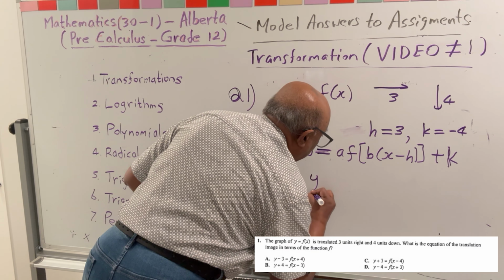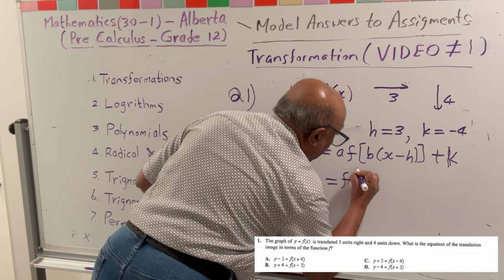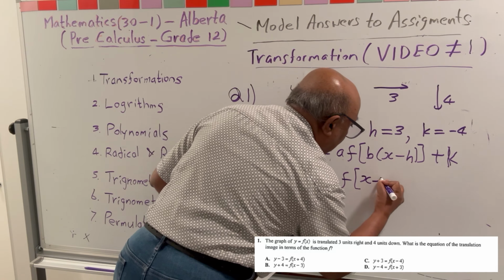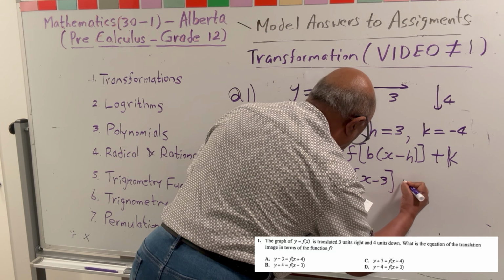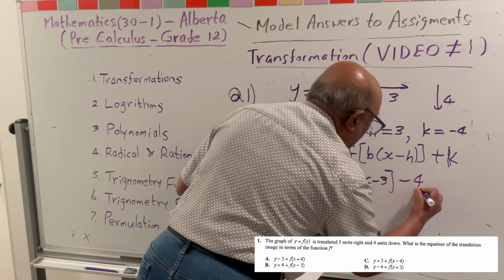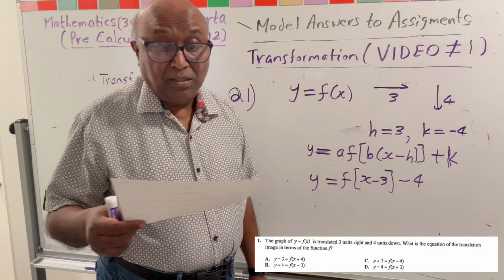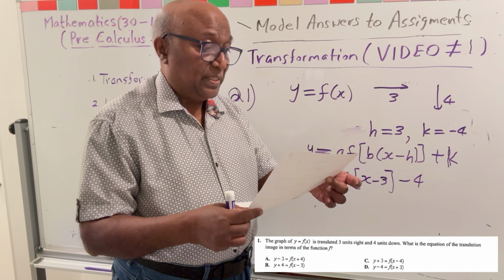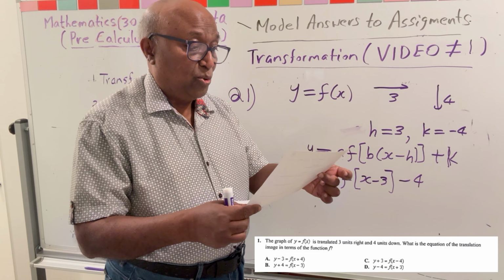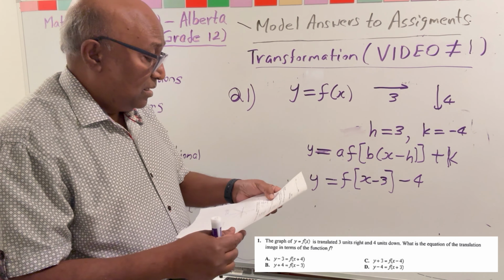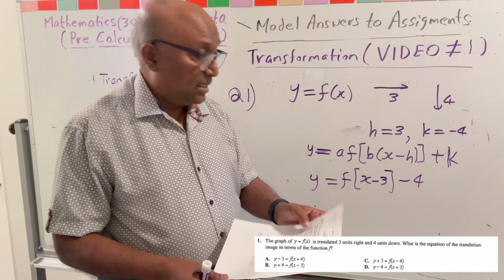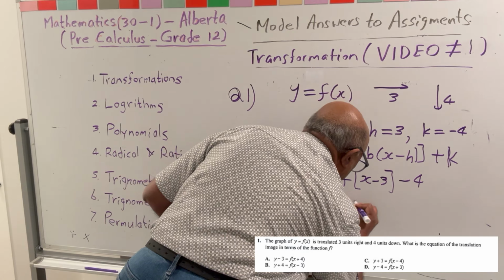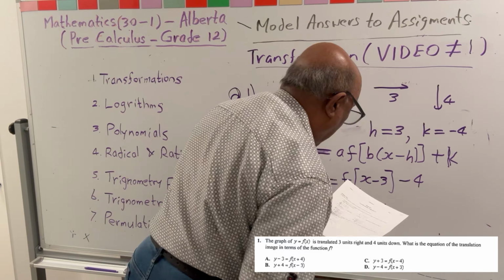Now what is applicable? y equals f of (x minus 3) minus 4. Now let's check the correct answer from the options. When you look at the options, we understand that B is the correct answer. In the correct answer, they have moved the term to the left side, which doesn't matter. That means the correct answer is option B.